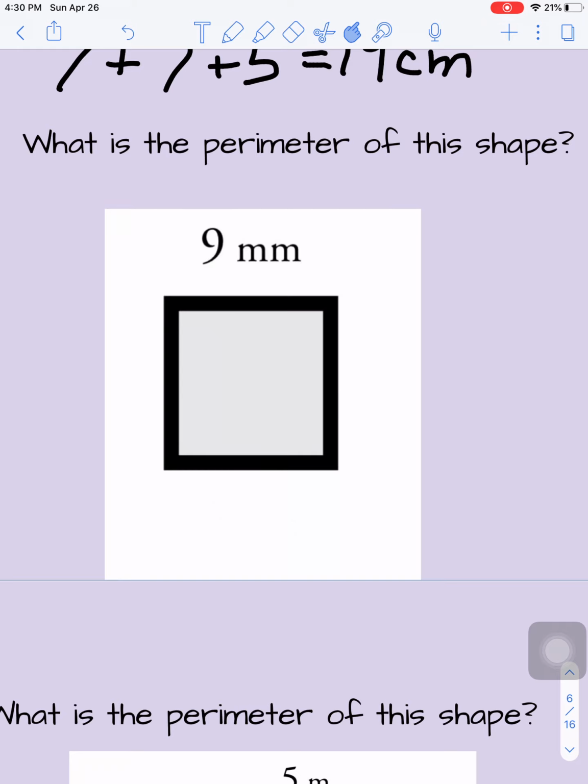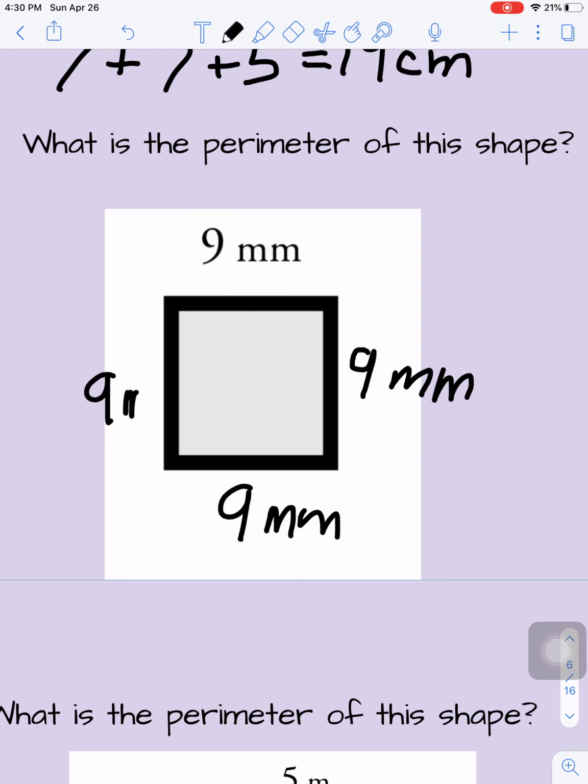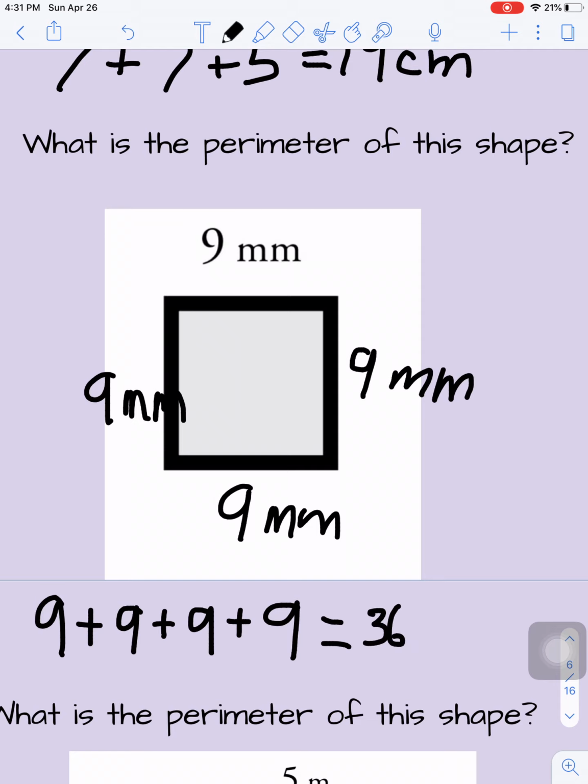Okay, so now we have a square. And when you're looking at this square, we are only given the length to one side. But if you remember about squares, every side in a square is equal. So therefore we know that every side is going to be 9. And now that I have all the lengths to every side, I can add those together. That's going to equal 36 millimeters.